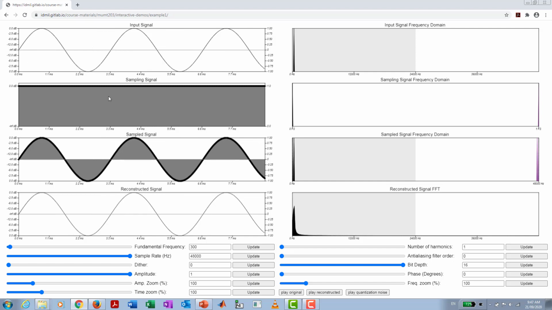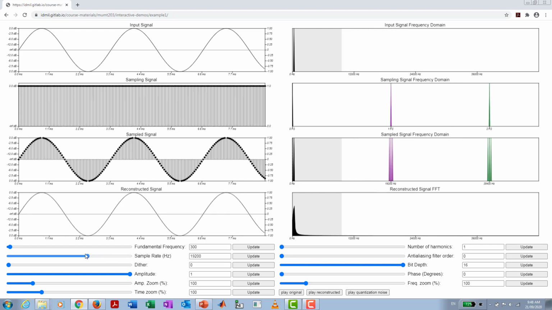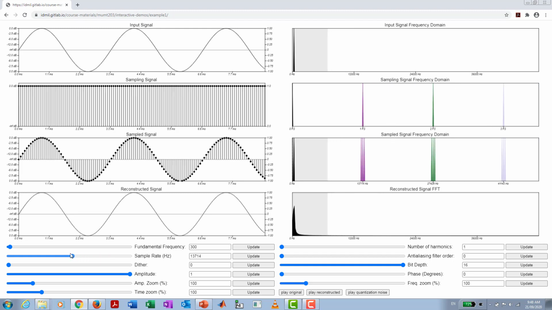The second panel is my sampling signal. It's basically representing this train of pulses with a given sampling frequency. So what's the sampling frequency there? It preloads with 48 kilohertz. So it's pretty high. To see effects of sampling, critical sampling, etc., I will go down. And you see that this has become a bit more discretized.